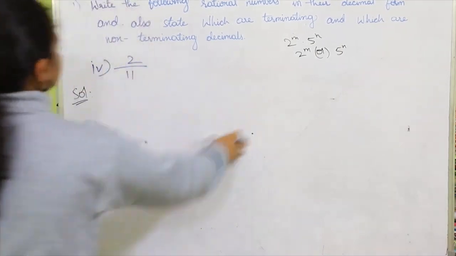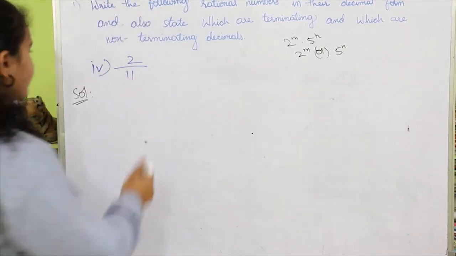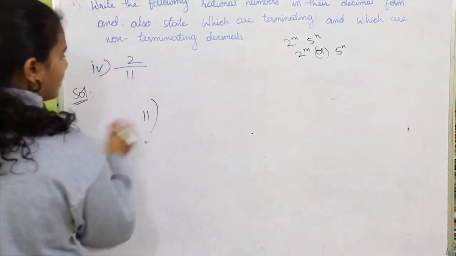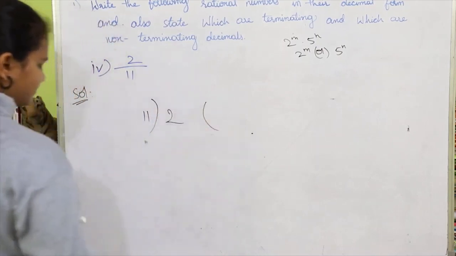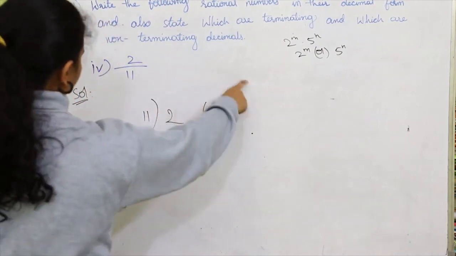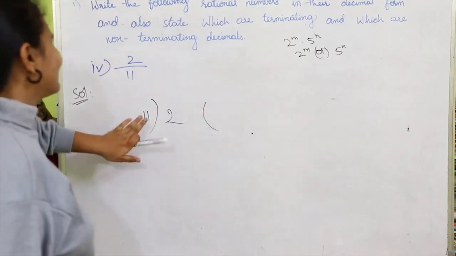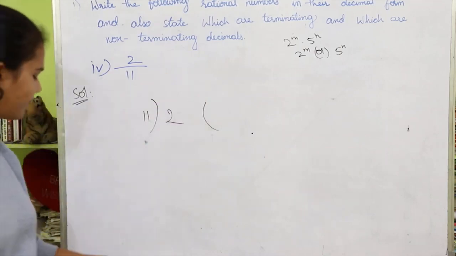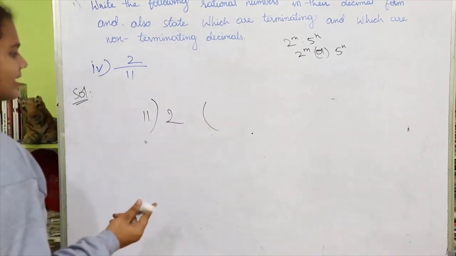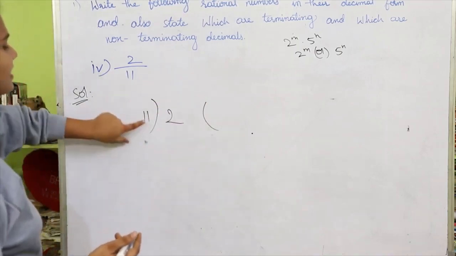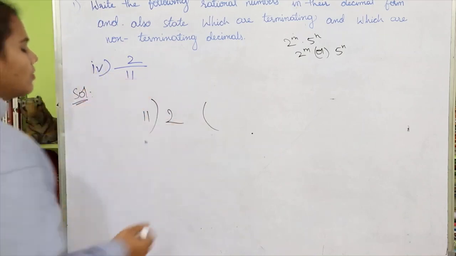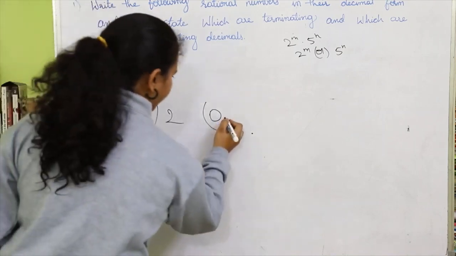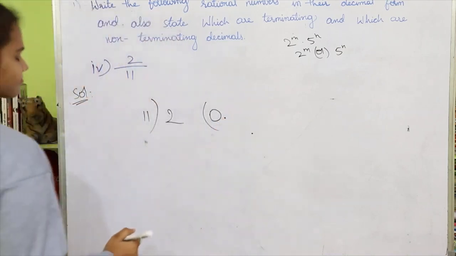Okay, let's perform division and understand later. Here 11 becomes the divisor and 2 becomes the dividend. Clear? Now what do you do? Here the divisor is greater than the dividend, so you mark a 0 and a decimal point over here, and a decimal point over here.